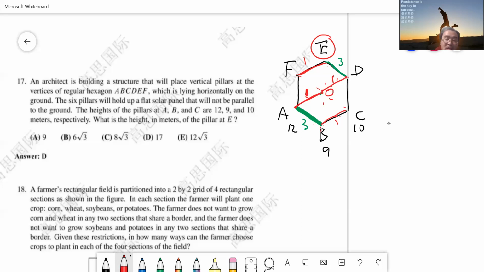So now we just count. So we're gonna start from A, 12 plus 1, then plus 1, then plus 3. So which equal to 17. Answer is 17.